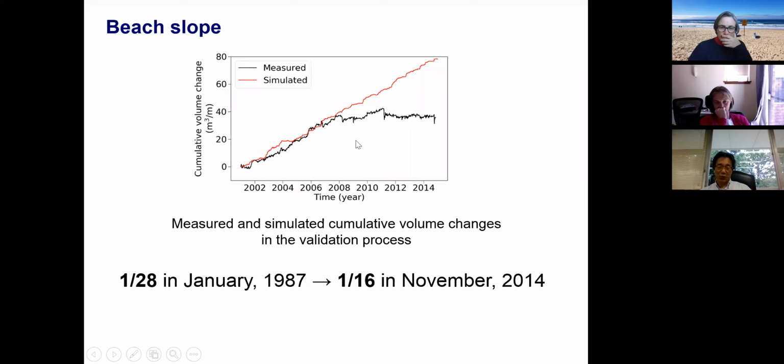And the discrepancy for the cumulative volume change in the second half of the validation process may be due to the beach slope. In the second half, the beach became steeper, and the relatively steep slope may have decreased the aeolian sediment transport rate. In fact, the beach slope in the study area increased from 1/28 at the start of the investigation period to 1/16 at the end of the investigation period.